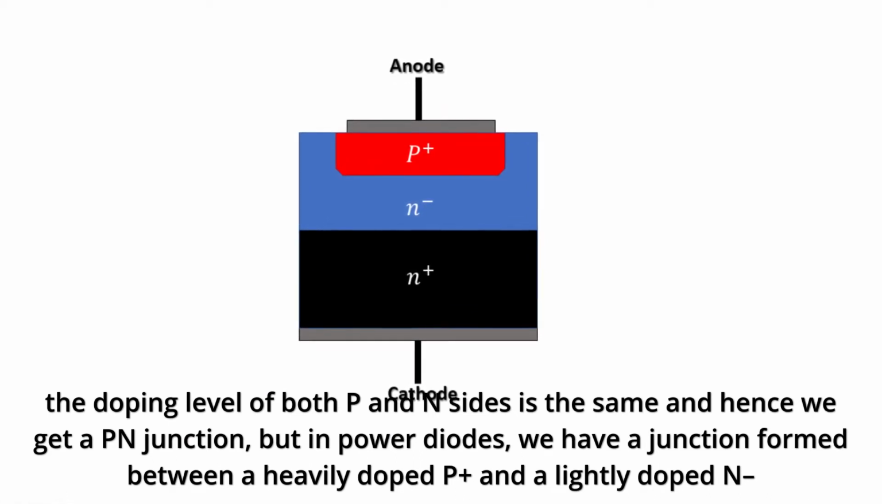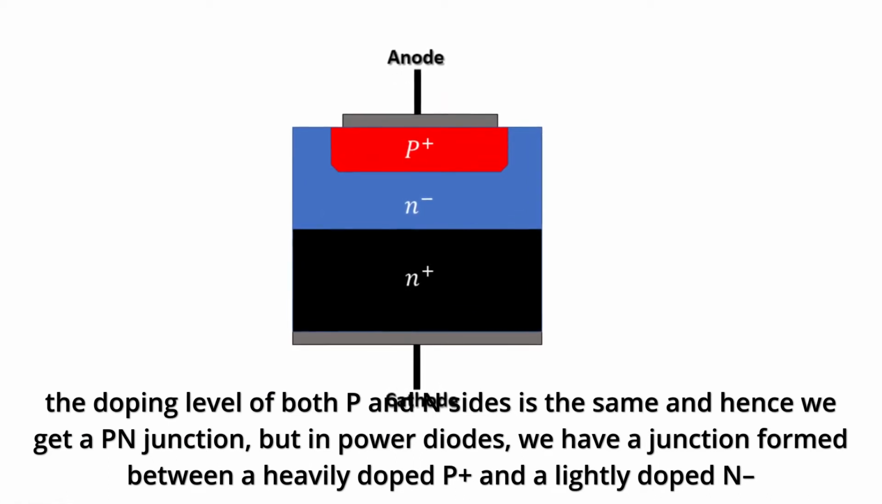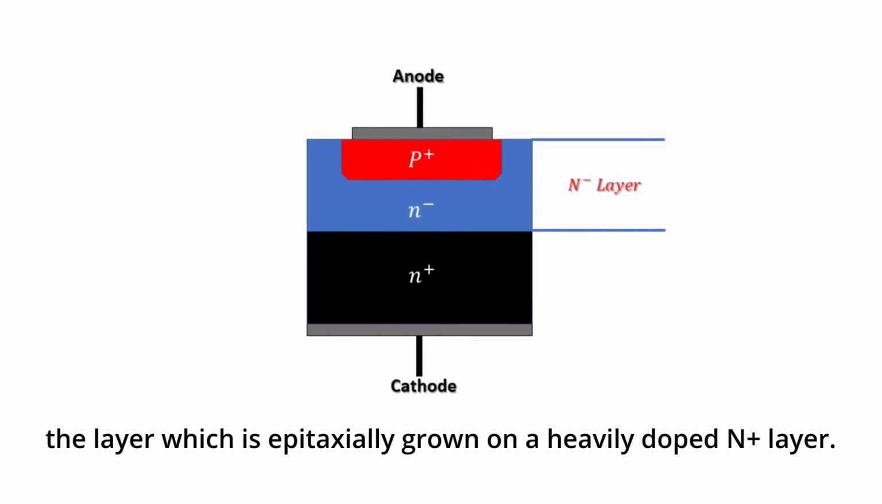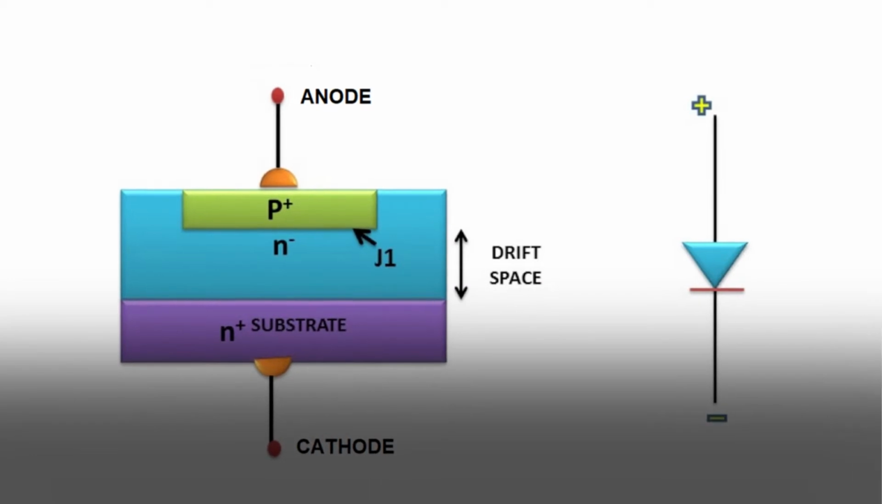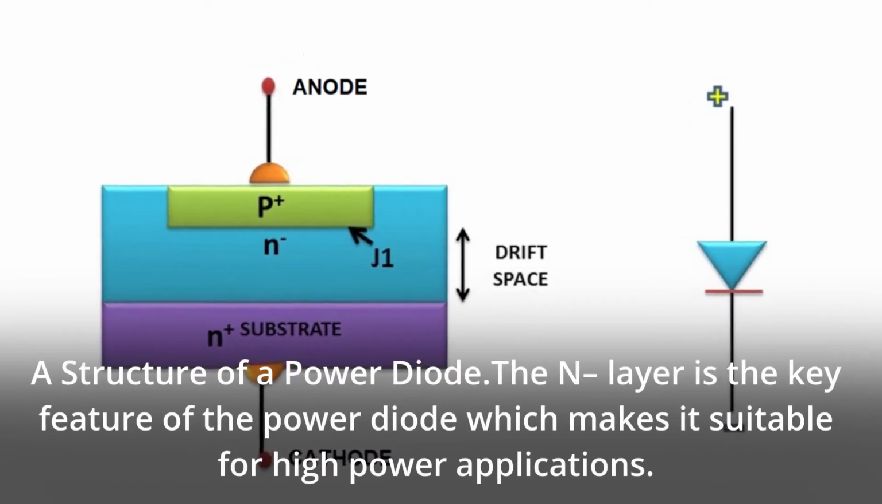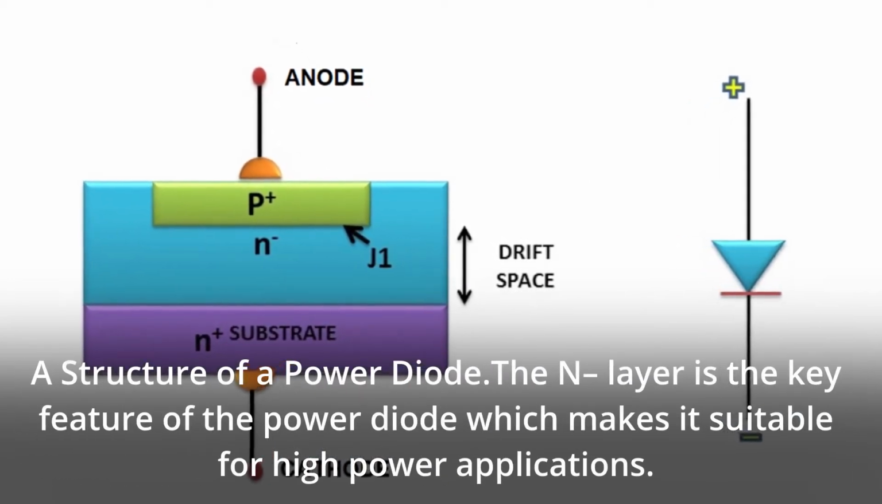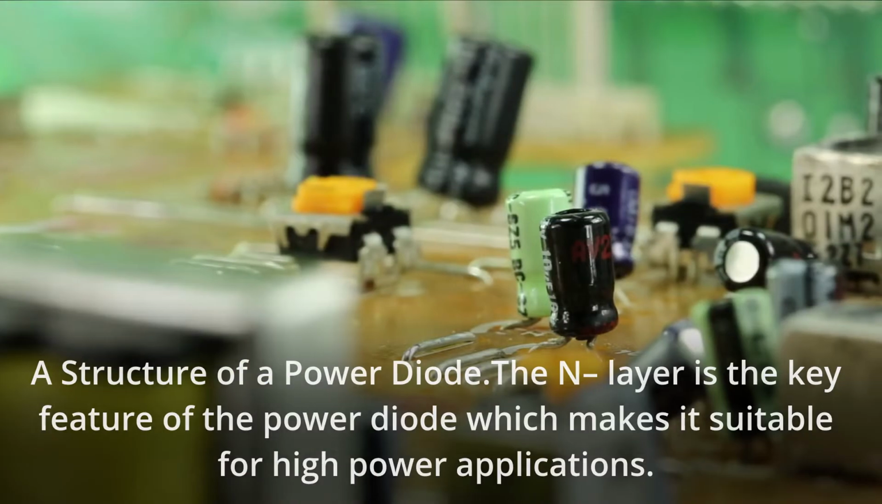But in power diodes, we have a junction formed between a heavily doped P+ and a lightly doped N- layer, which is epitaxially grown on a heavily doped N+ layer. A structure of a power diode. The N- layer is the key feature of the power diode, which makes it suitable for high power applications.